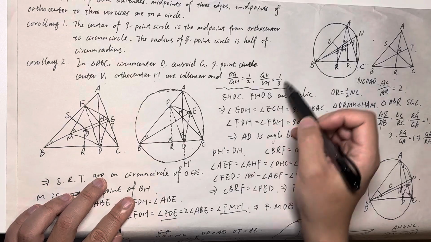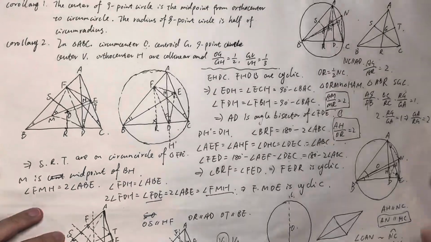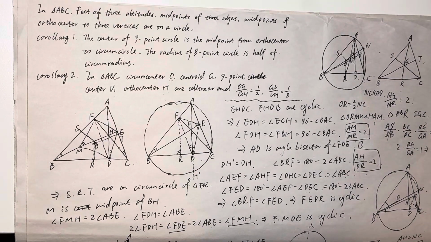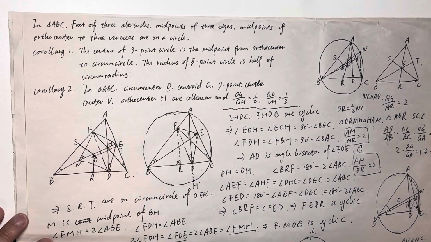And then we find the ratio. Basically, that's it. That's a property of the 9-point circle. We will talk more about how to use this theorem and how to solve problems related to it in future videos.